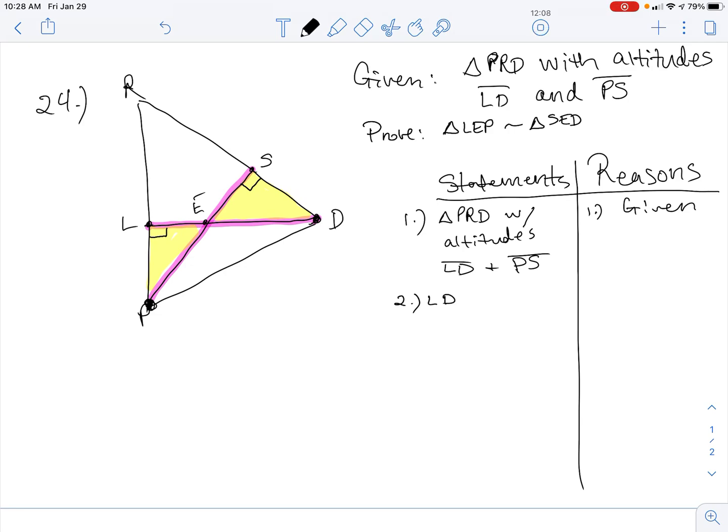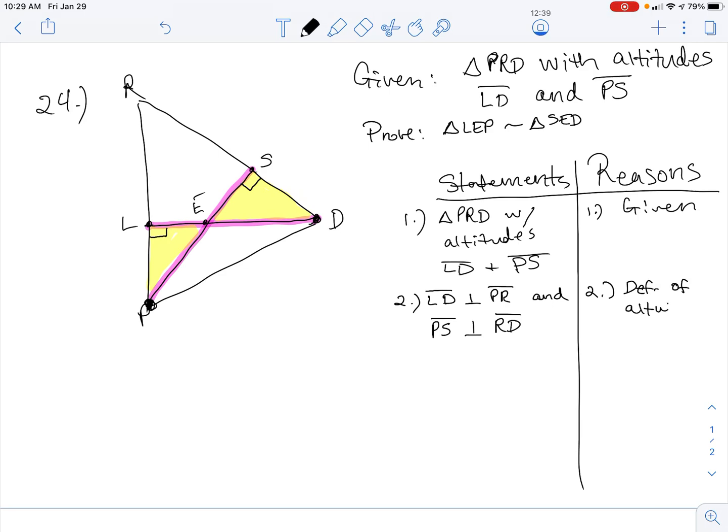So LD is perpendicular, so we're going to write this out, to PR. And so LD is perpendicular to PR, that's correct. And then PS, which is the other altitude, is perpendicular to the other side over there, RD. And that's just the definition of an altitude.